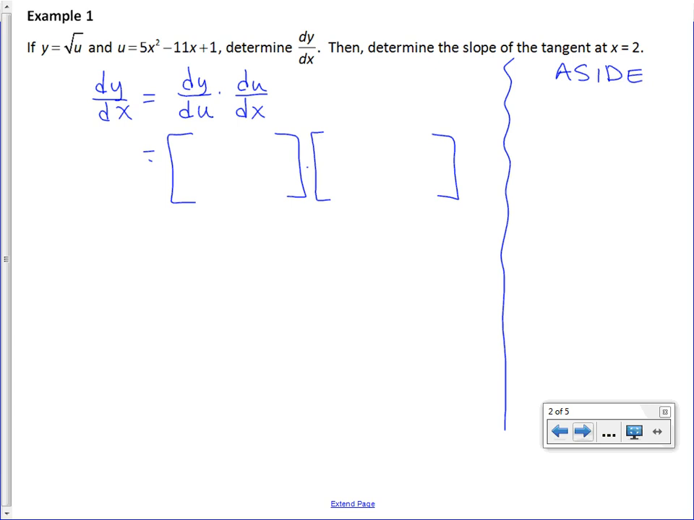So dy by du. I'm going to start by just copying: y equals square root of u, or if I'm about to take the derivative of that, that would be u to the half.